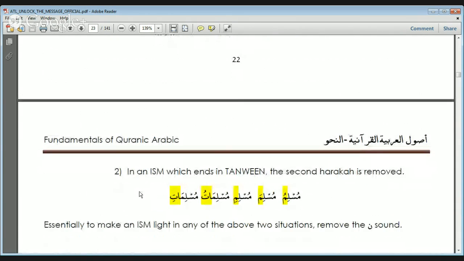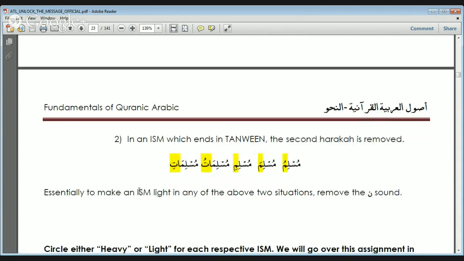Now here's number two. Why can an ism be light? In an ism which ends in tanween, the second haraka is removed to make it light. So instead of muslimun, it is muslimu. Instead of musliman, it is muslima. Instead of muslimin, it is muslimi. Instead of muslimatun, it is muslimatu. And instead of muslimatin, it is muslimati. Very good. So essentially, and I want to go over this.